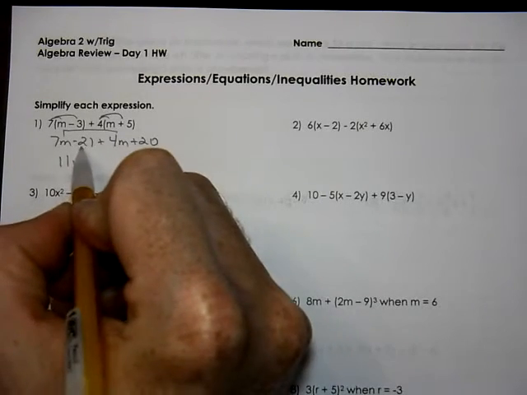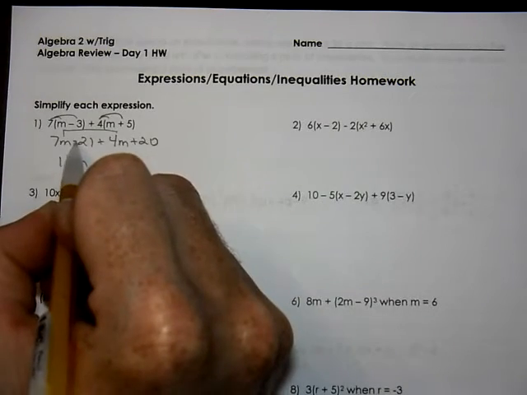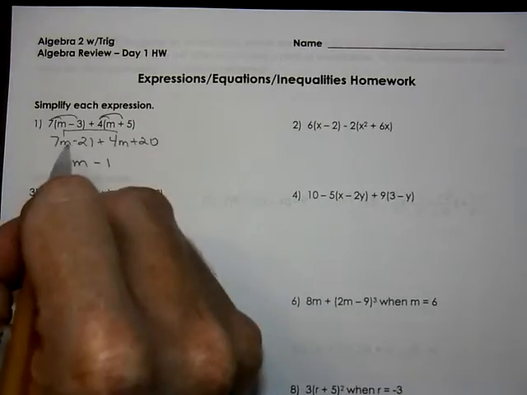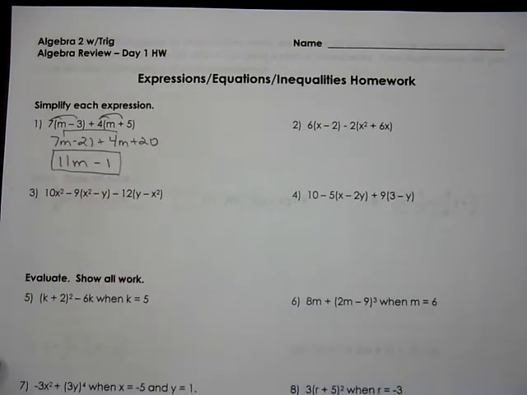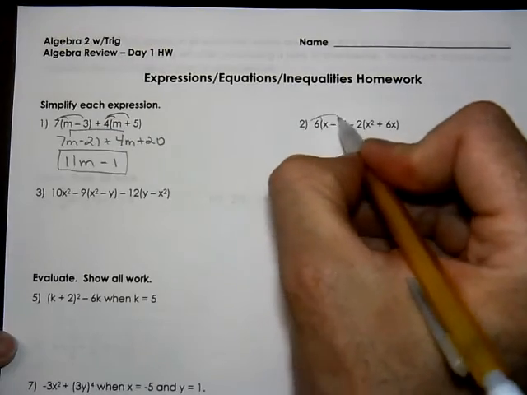Collect your like terms. You don't do the opposite. You don't add 21. You just actually look at the negative and the positive and say that that has a negative. Distribute.